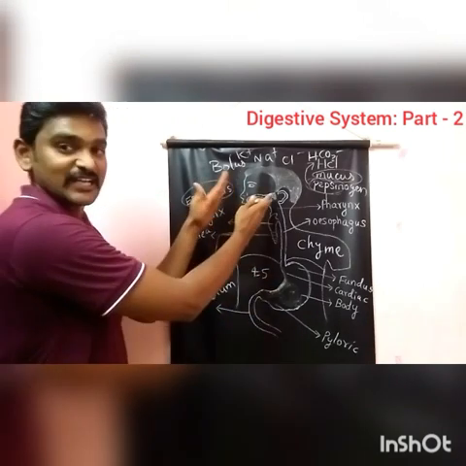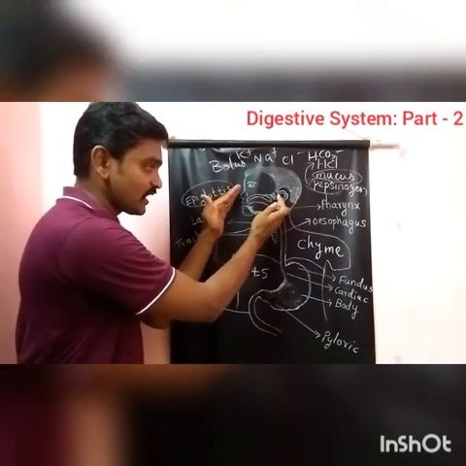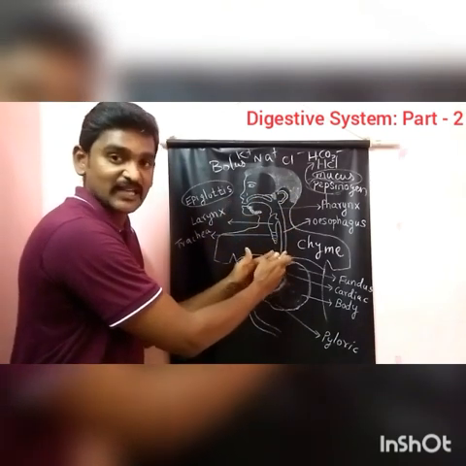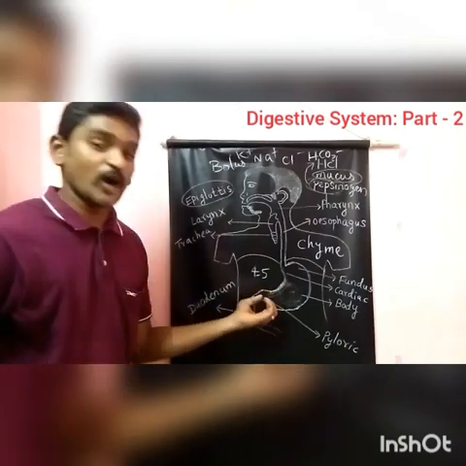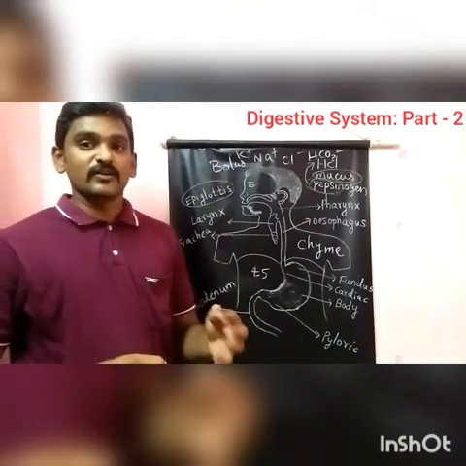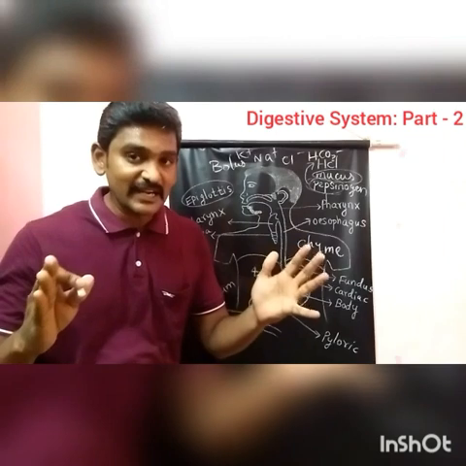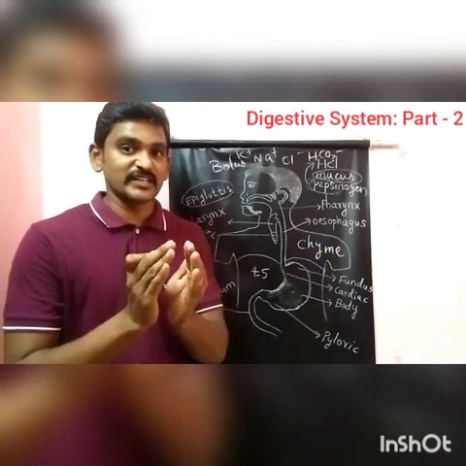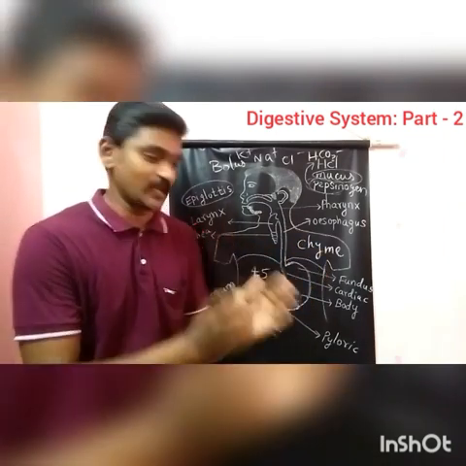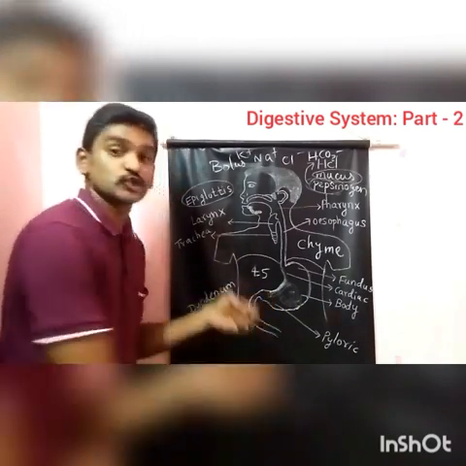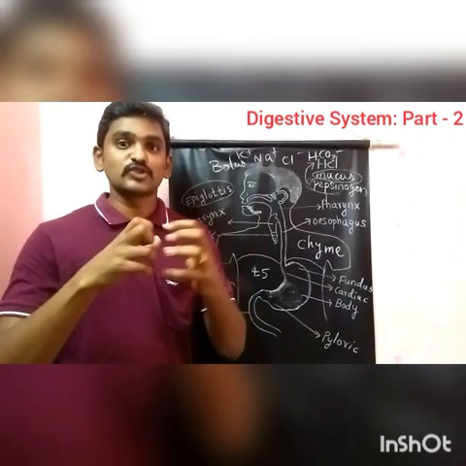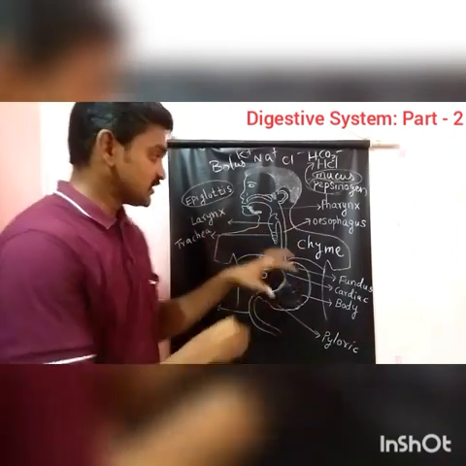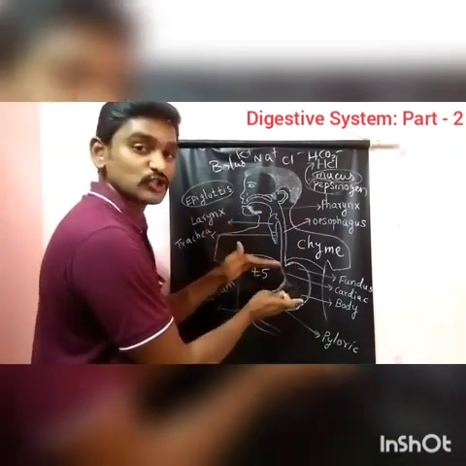The first is called the mouth, buccal cavity. From the buccal cavity it goes to the esophagus. From the esophagus it enters into the stomach. In the stomach it forms chyme. It is not completely digested, it is half digested. We can say it is half digested food material. From here again it enters into the small intestine, where it is completely digested, all the materials will be absorbed. So this is the overall view up to this stomach.